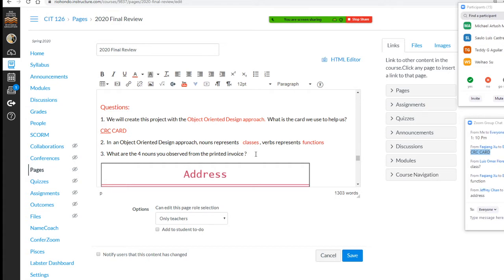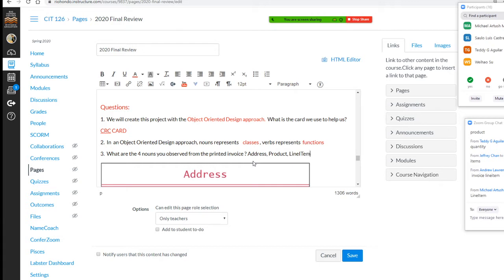Okay, address. Good, Jeffrey. You find out address. Yes. What else can you find out? Product. Good job, Michael. What else can you find out? Quantity. That's a very good variable, but quantity can be part of the line item, Jeff. Okay, line item. Yes.